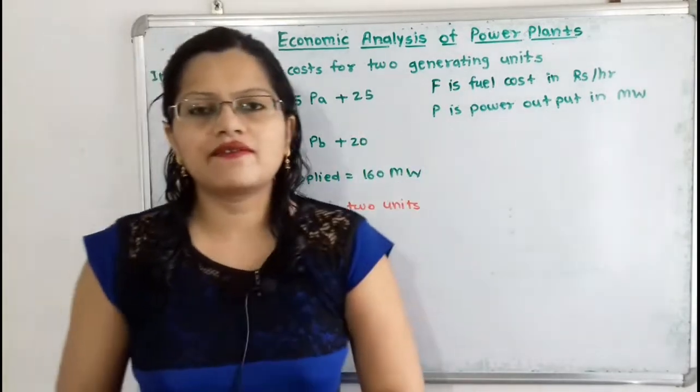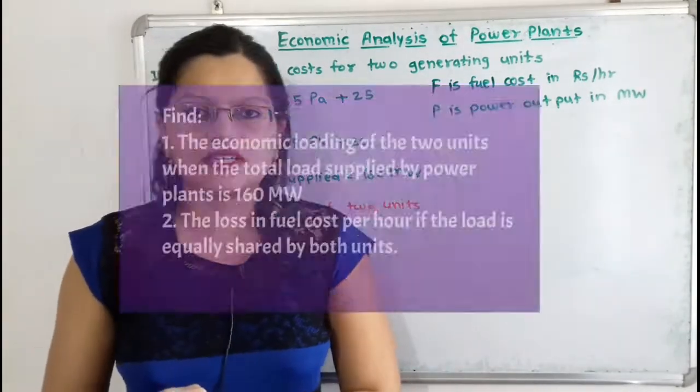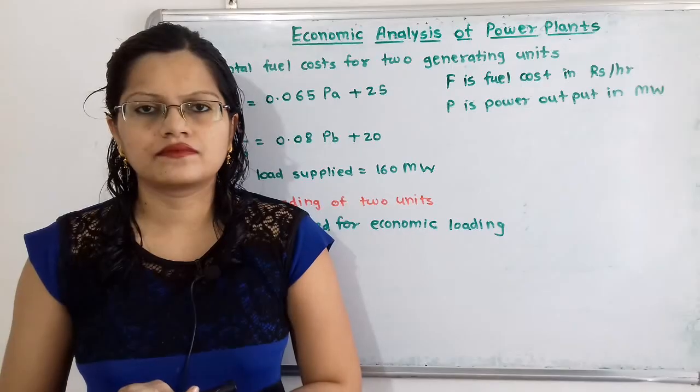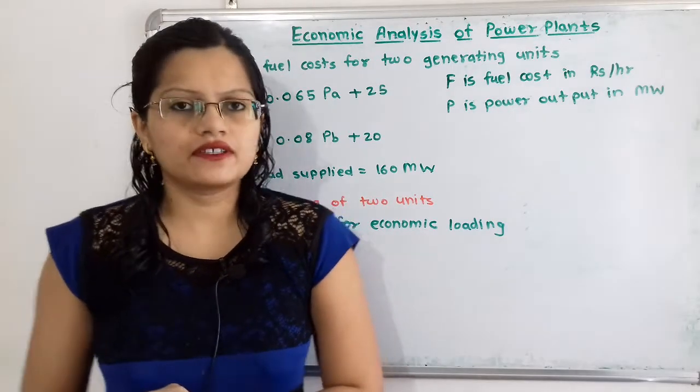Now for these given equations, I will read what is the given question. First, find the economic loading of two units when the total load supplied by the power plant is 160 megawatt. Second, the loss in fuel cost per hour if the load is equally shared by both the units. So this was the given question. We will move to the first question.